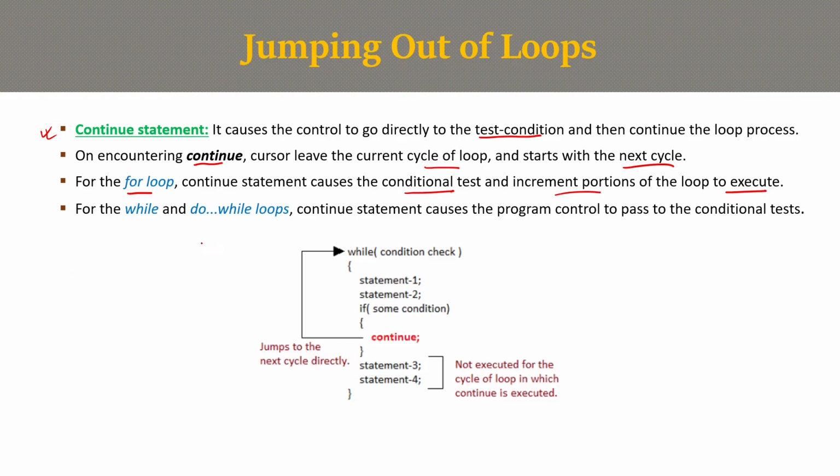For the while and do while loops, the continue statement causes the program control to pass to the conditional test only. So here in this while loop, as you can see, after this continue statement is implemented, it will jump to the next cycle directly. These statements will not be executed. As you can imagine, there can be an increment operation here as well. Statement 4 is the increment operation where we are incrementing the variable i++. So if you write continue, this i++ will not be executed. Rather, it will directly go to this while loop and it will again check the condition.